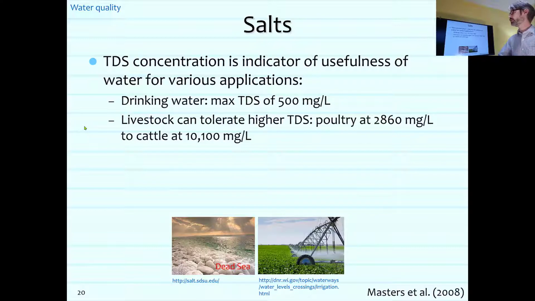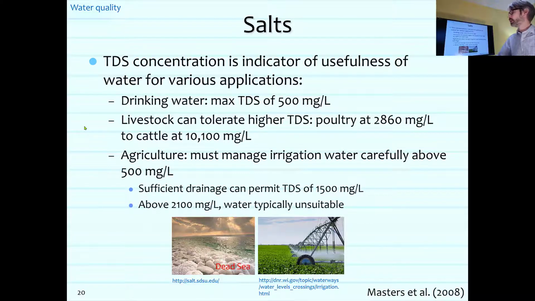TDS concentration is an indicator of the usefulness of water for various different purposes. Drinking water, as I said, has a maximum TDS of about 500. Livestock can tolerate more. So poultry can tolerate almost 3,000, and cattle can drink brackish water. They can get up to 1/3 of seawater, 10,000 milligrams per liter. Agriculture must manage irrigation water carefully if it's above about 500 milligrams per liter. And so if you have enough drainage, you can permit TDS of up to about 1,500, but above 2,100, the water becomes unsuitable. And there's a good reason for that.